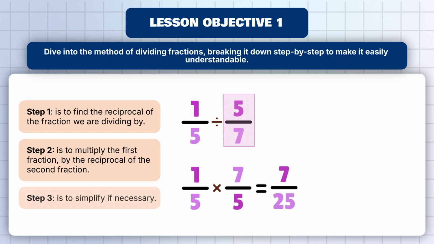The third and final step is to simplify if necessary. In this case, 7/25 is already in its simplest form, so no further simplification is needed. By following these three steps, you can confidently divide any fractions you encounter. Now let's apply these steps to some practice examples to reinforce your understanding.